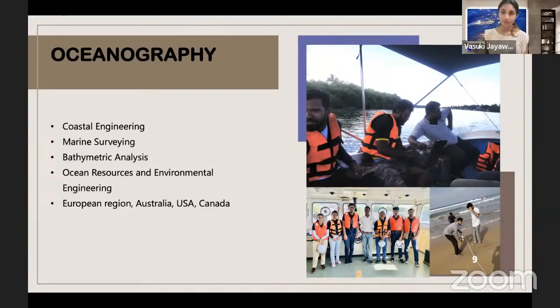Pardon me, I forgot to mention that environmental engineering is also involved in mining engineering. It is also involved in mineral engineering, and it is also involved in remote sensing and GIS as well.